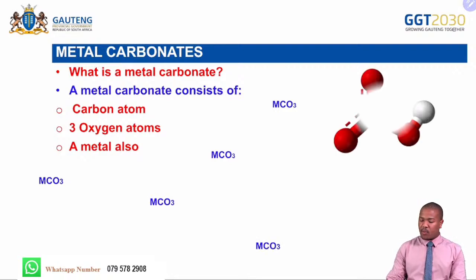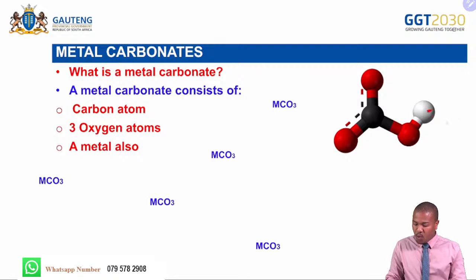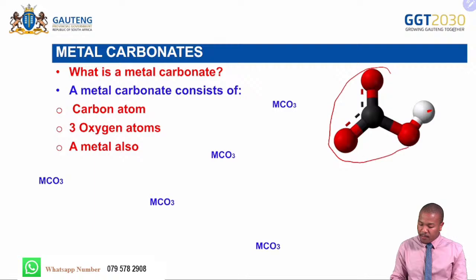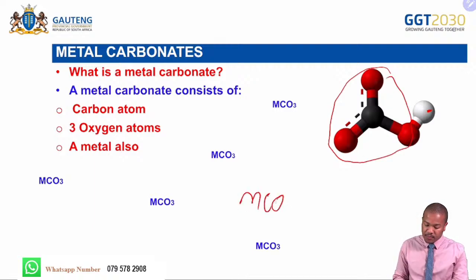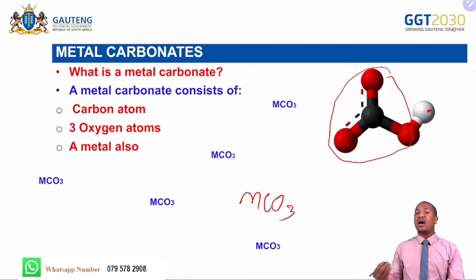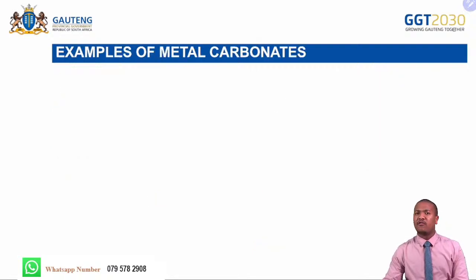Now let's look at the model form of it as well. We have a metal here with a carbonate molecule forming a metal carbonate, which is MCO3. So that is the general metal carbonate. We're going to look at more examples of metal carbonates.